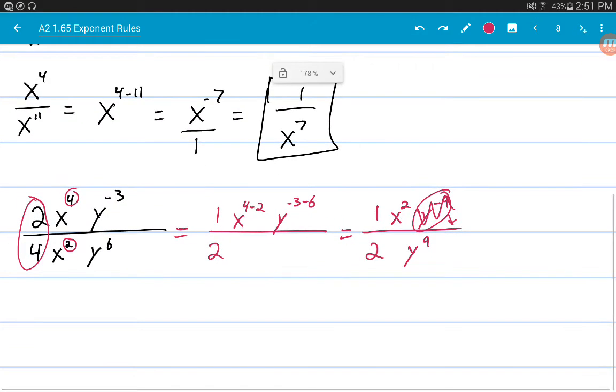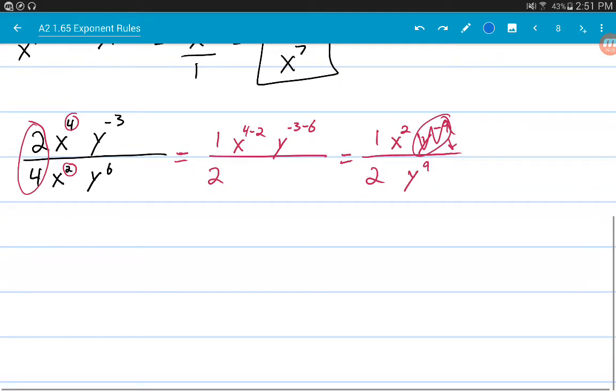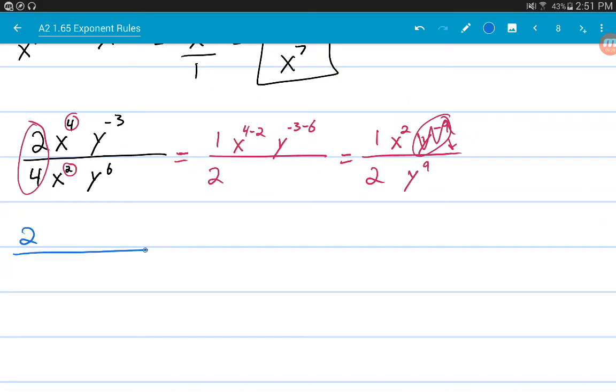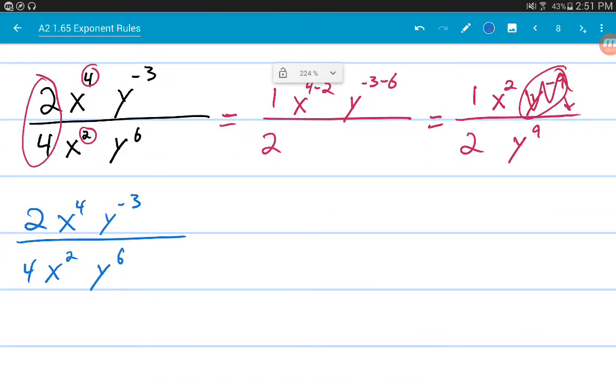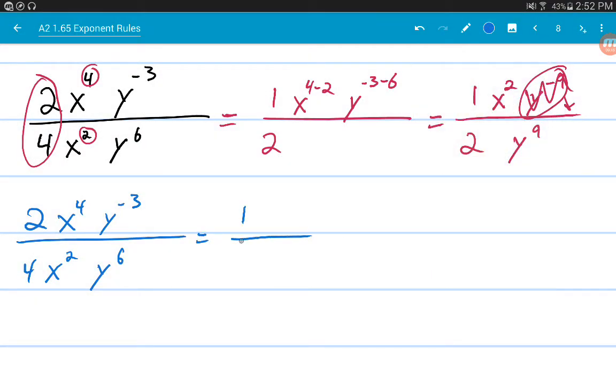Now there's one other way to think of this. So I'll rewrite the same question, just do it in a different color. 2x to the 4th, y to the negative 3rd, over 4x squared, y to the 6th. The other way that you can think of this is 2 over 4 is still going to just get simplified into 1/2.